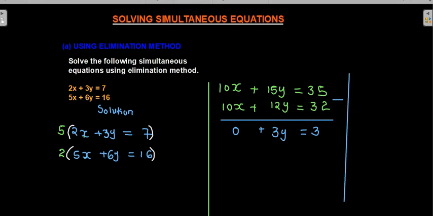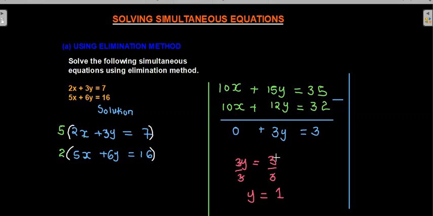So you can see we have remained with 3y equals 3. Then we divide by 3 on both sides. Therefore our y in this case is 1, because this will cancel with this, and our answer will be 1.